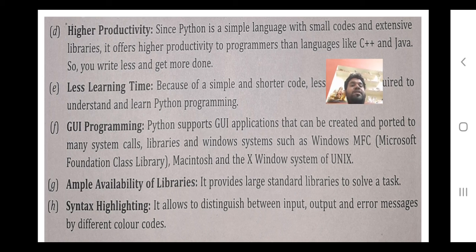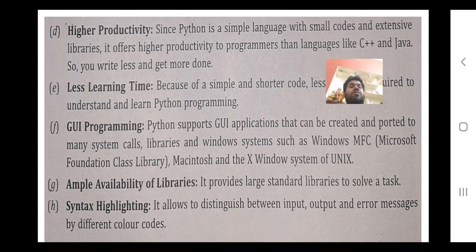Now the syntax highlighting: it allows you to distinguish between input, output and error messages by different color codes. You have done Python, and when you write a program in Python, you can see that what you are inputting comes in a different color, the error comes in a different color, and the output comes in a different color. Even if you are using any function, like you have used input, you have used for, these come in different colors, and the simple text comes in a different color. So it has highly useful syntax highlighting.